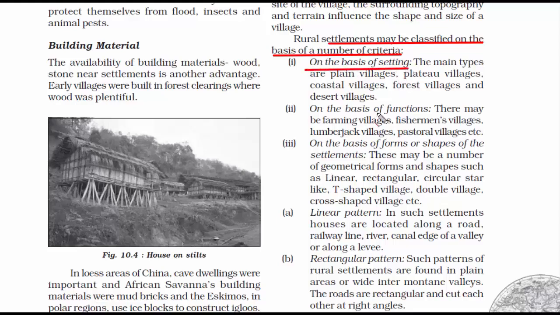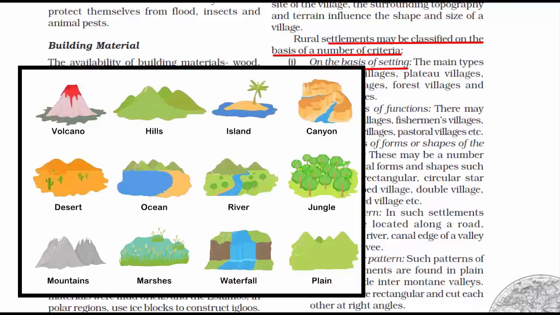The first one is on the basis of setting. When we say setting, we mean the environment setting, the physical feature or the geographic location of the rural settlement. You'll find villages in plain, plateau, coastal areas, mountain, forest and deserts, etc. Notice these are also physical features of a country, so this is the environment setting we are referring to.